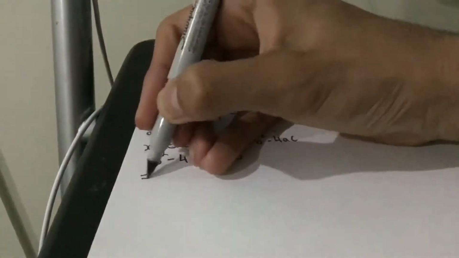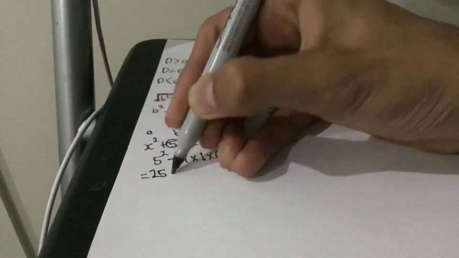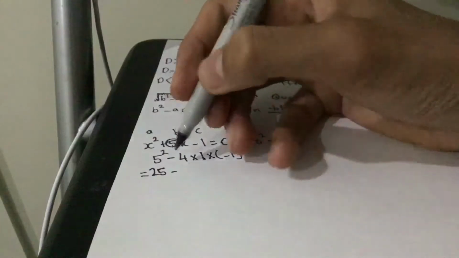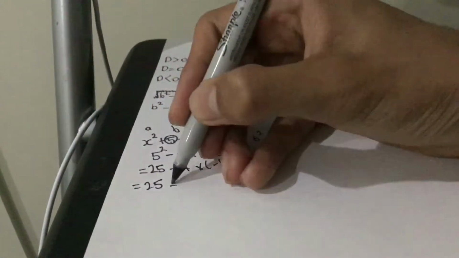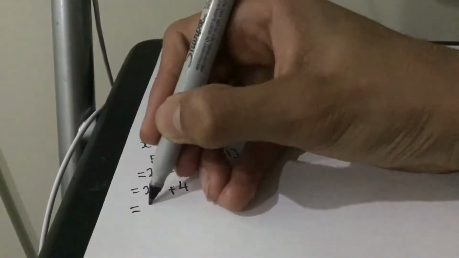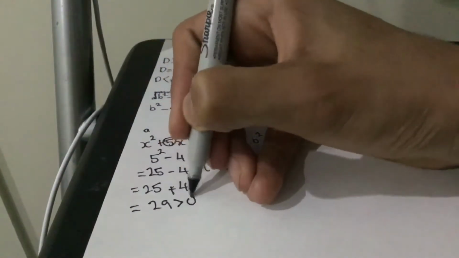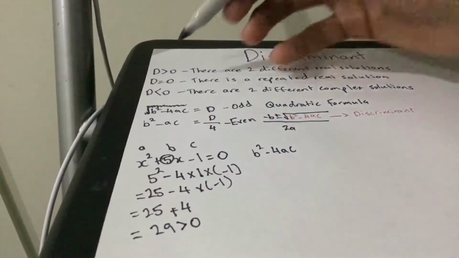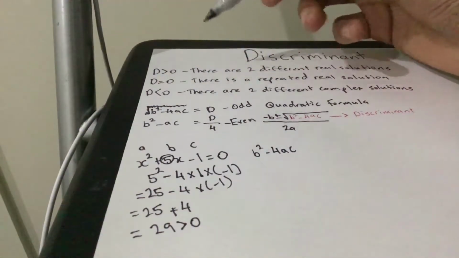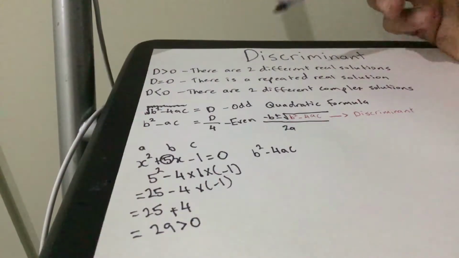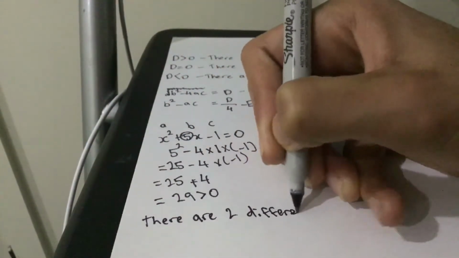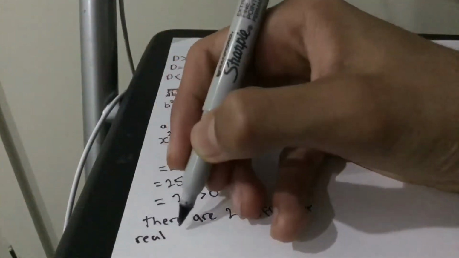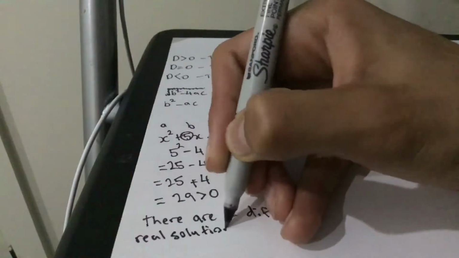Okay, so now 5 to the power of 2 is 25, and minus 4 times 1 times negative 1. So we can write that as minus 4 times negative 1. Then we can go 25 plus 4, and 25 plus 4 is 29. And 29 is greater than 0, which means we'll take the first definition, which means there are two different real solutions.